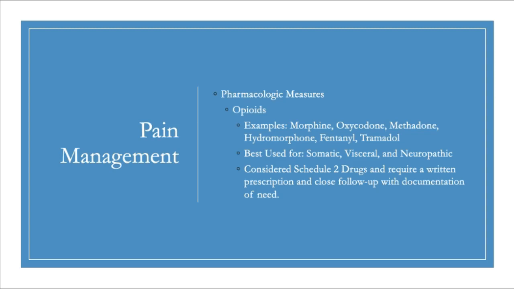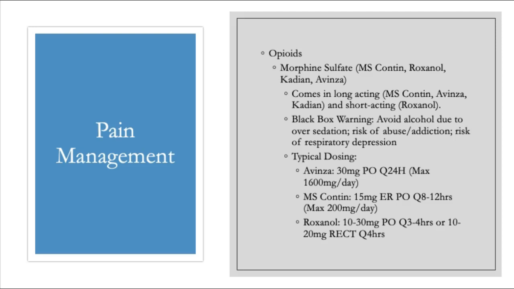These are considered Schedule II drugs, and they do require a written prescription and close follow-up with documentation of need. So you have to make sure that you are very specific in your documentation of why this is appropriate and why it's needed. So I always would document what we have tried and didn't work, so that if I did ever get audited, people would see that we did try other things first, like non-opioid type medications. We tried those first and they were not successful. So now we're having to escalate into this opioid family. Okay, so let's talk about morphine here.